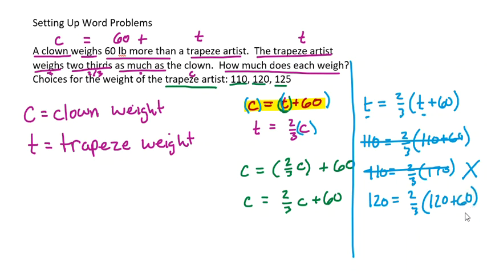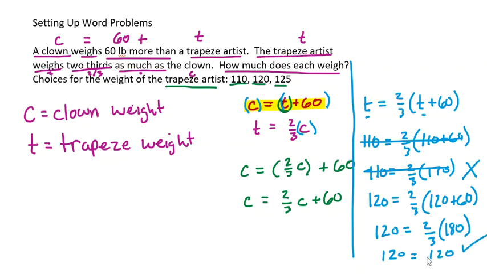Well, 120 plus 60 is 180, so 120 equals 2/3 of 180. Well, 2/3 means times 2 and divide by 3. And we can do it in either order, right? We can multiply by 2 and then divide by 3, or we can divide by 3 and then multiply by 2. So 180 divided by 3 is 60, times 2 is 120. And again, you can do that on your calculator if you want to. And so this one worked.